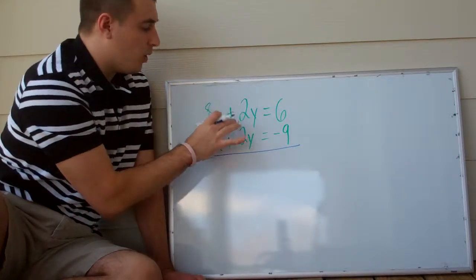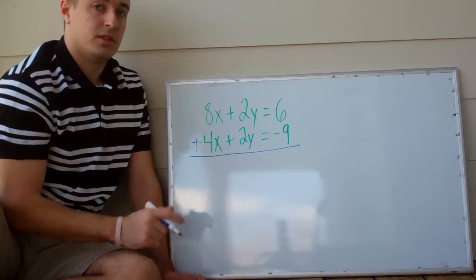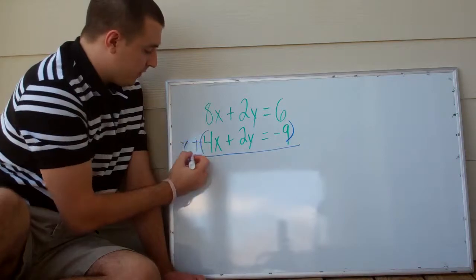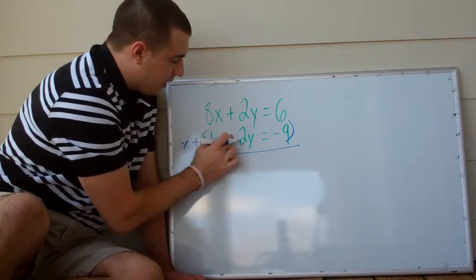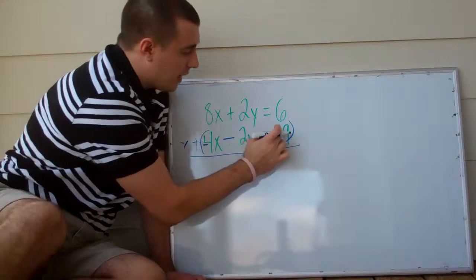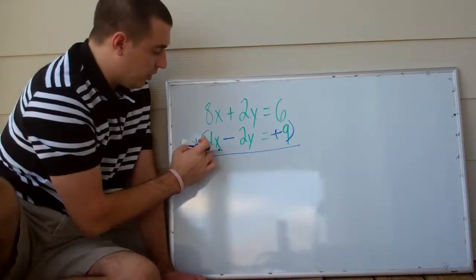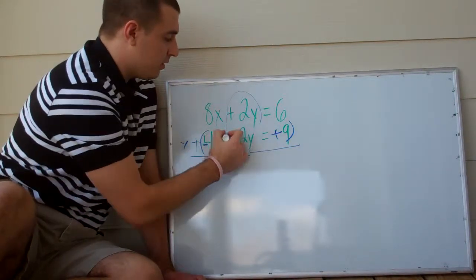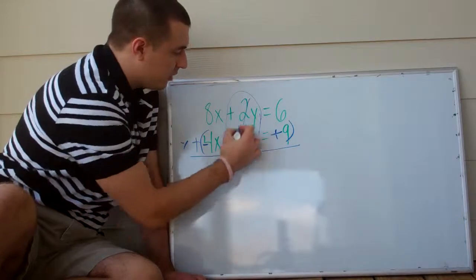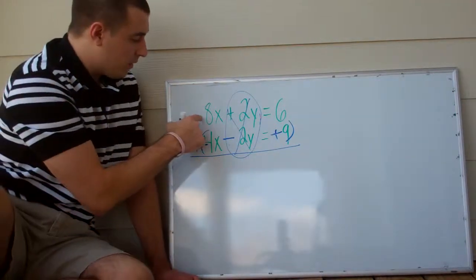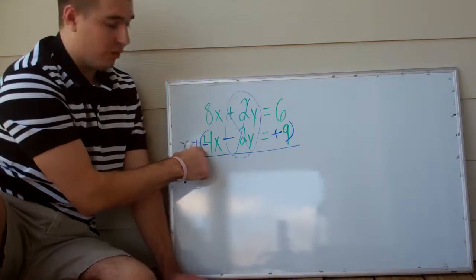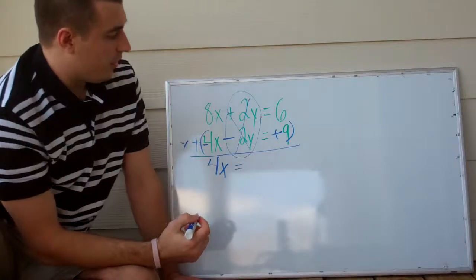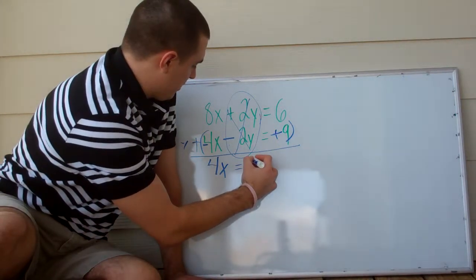What can we do to make one of these negative? I like your style. We'll multiply this entire thing by negative 1, which means that this becomes a negative, this now becomes a negative, and this now becomes a positive. So we basically changed all the signs on one of our equations. So now when we add them together, they actually cancel out to become 0. So now we have 8 minus 4x because we changed the sign. So now we have 4x equals 6 plus 9, which gets us 15.